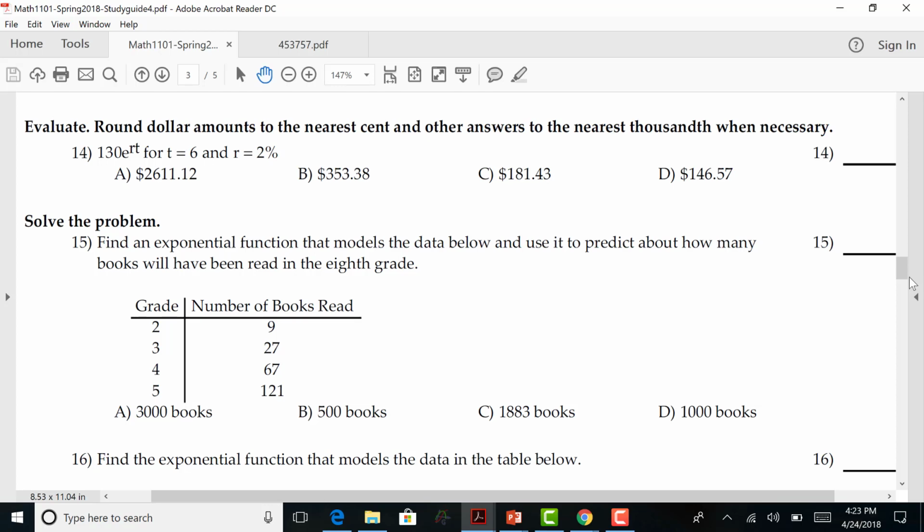All righty. For number 14, we talked about different ones. Which one of those is number 14? Is it the future value with the compounding periodically, continuously, or lump sum? Which one is 14?